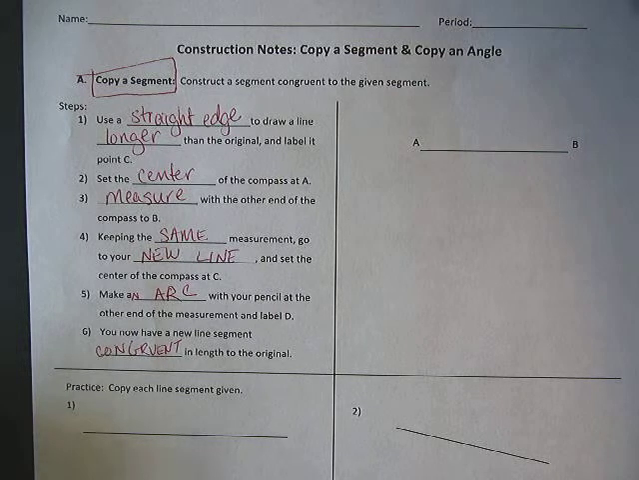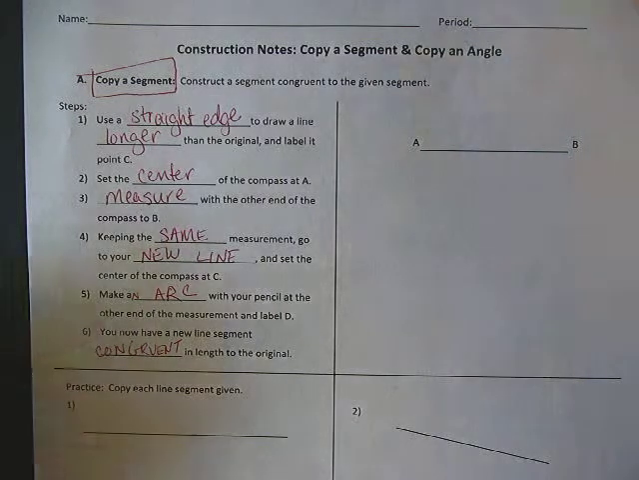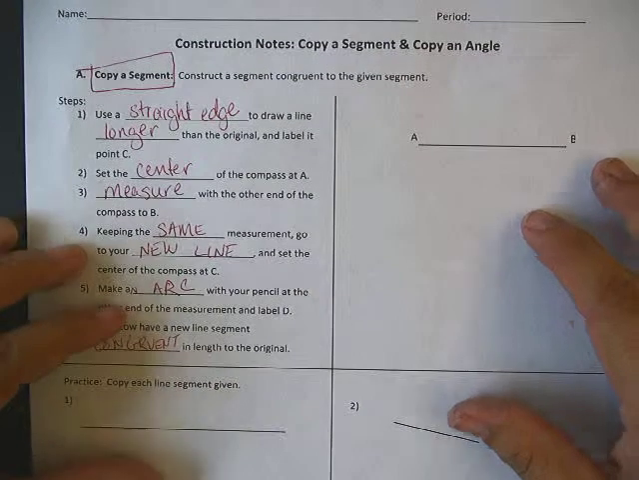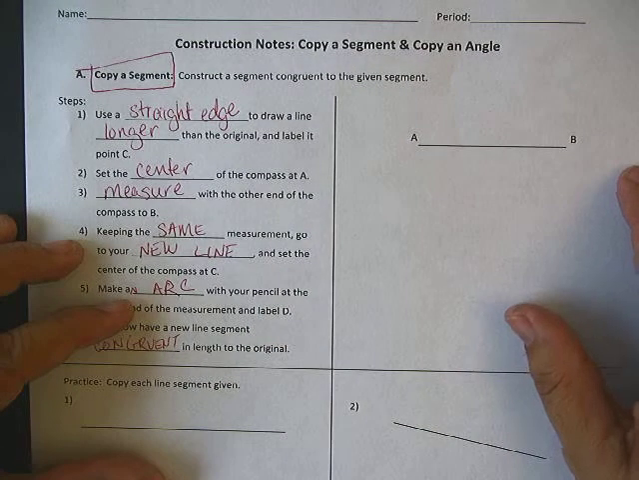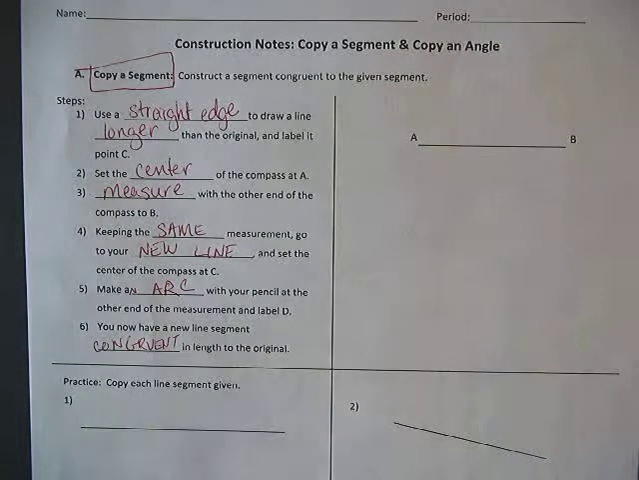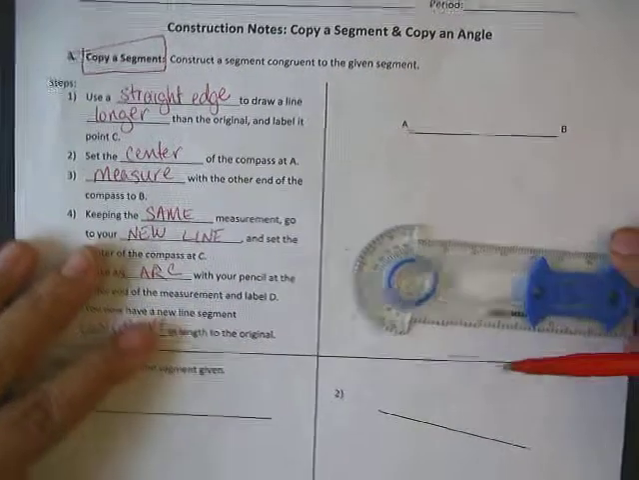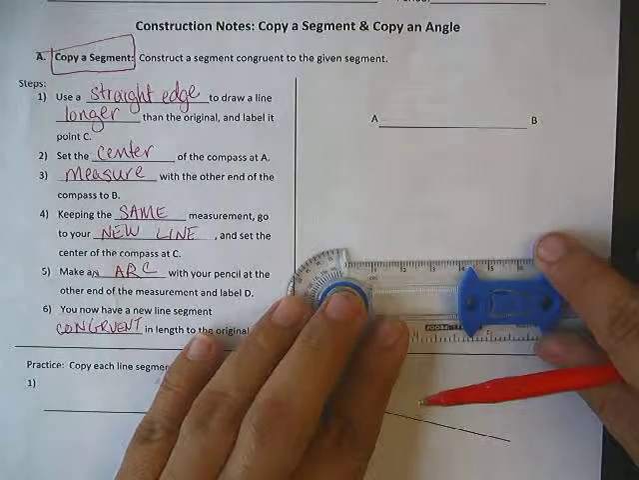This is the copy segment construction. So in the copy segment construction, you start with an original segment here. And we're going to make another copy. So when we start, I'm going to need a line to build this copy on.